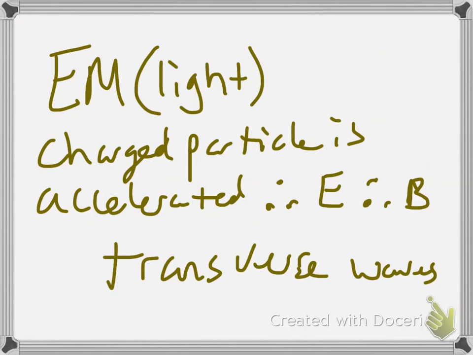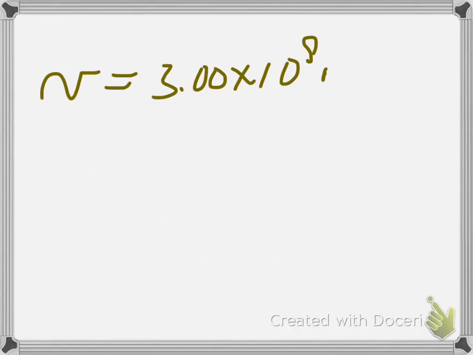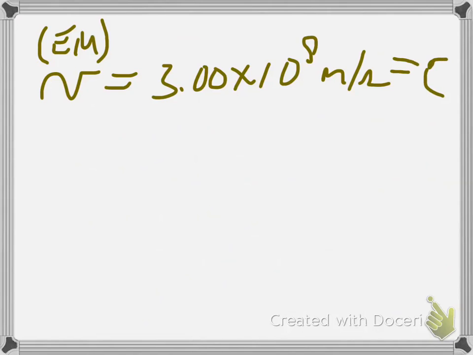All right. Now these EM waves travel at 3 times 10 to the 8th meters per second. Okay, this is for electromagnetic waves or light, and that's in a vacuum. That's also known as c, from Einstein's equation, E equals mc squared.